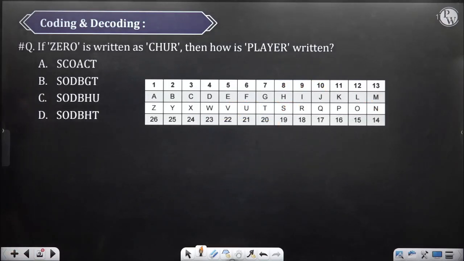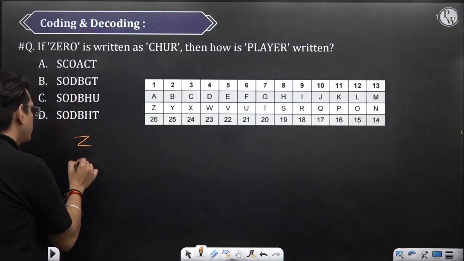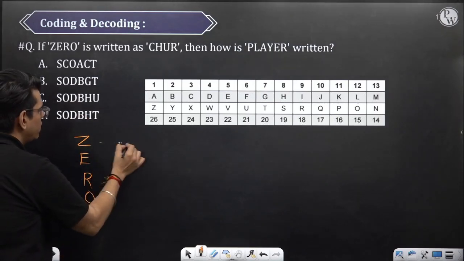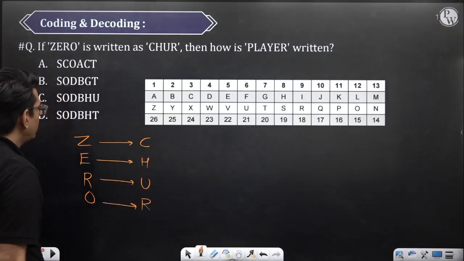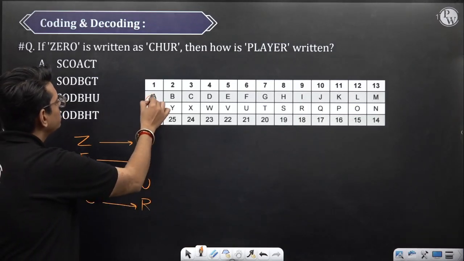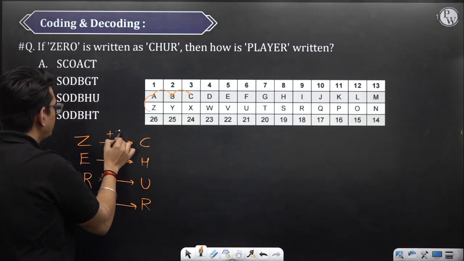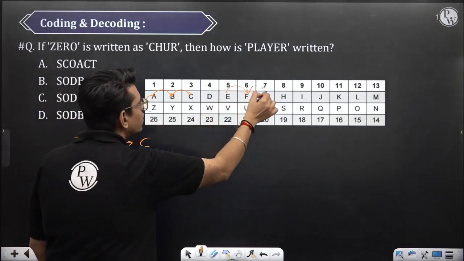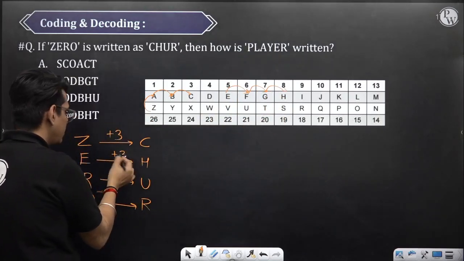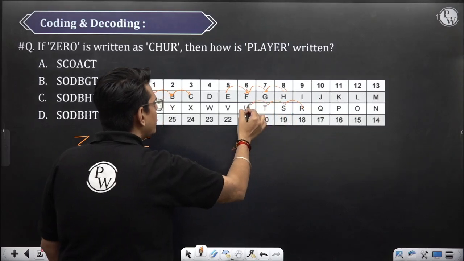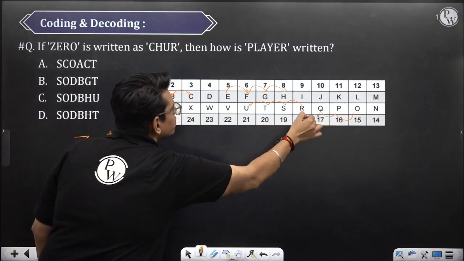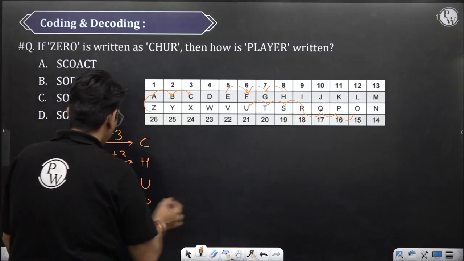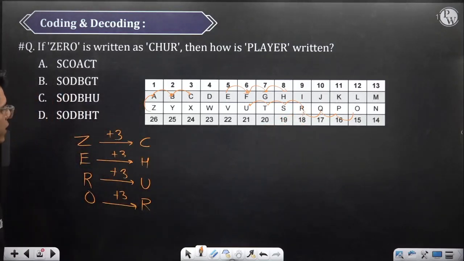If 0 is written as CHUR, then how is player written? So let's see, first check 0. 0 is written as CHUR. Let's see, Z 1 times, 2 times and 3 times. This is plus 3. Then E is 1, 2, 3. This is also plus 3. R 1, 2, 3. So plus 3. O 1, 2, 3. So this is also plus 3. So we are adding 3 to each of the alphabet.